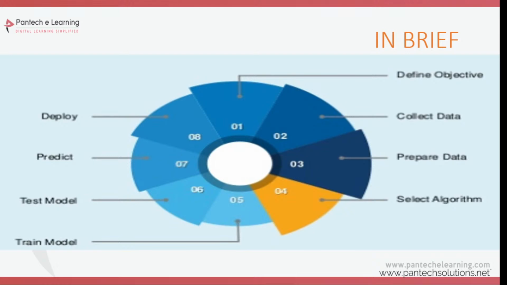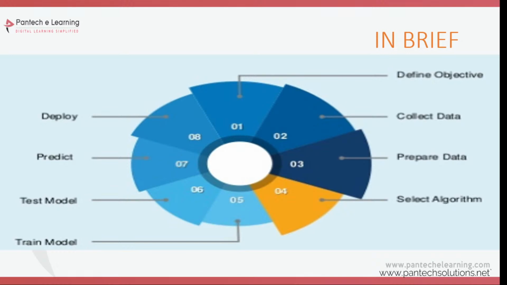Next we collect the information regarding our problem statement. Followed by we have to prepare the data. Next, select the algorithms which are to be implemented. Next, we have to train the model and test whether that model is applicable for our problem statement or not. If it is applicable, it is going to give me certain predictions, and we deploy that output prediction. This is what in brief we can tell.